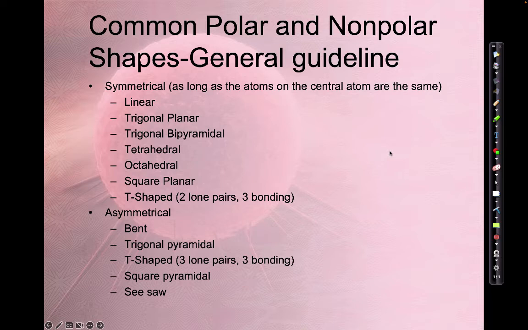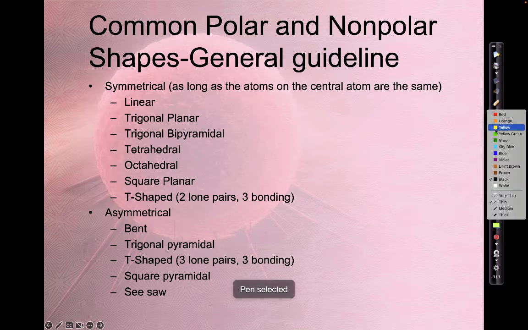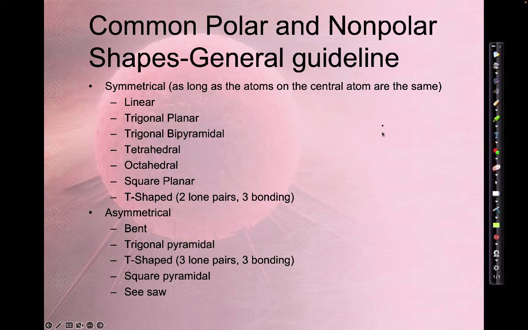Here is the general guideline to tell if something is symmetrical or not. The symmetrical shapes are linear, trigonal planar, trigonal bipyramidal, tetrahedral, and octahedral. All of these lack lone pairs on the central atom. There are two down here that do actually have lone pairs: square planar and T-shaped. What ends up happening with these particular shapes is, remember, the lone pair is repelled more strongly. With a square planar, I actually have all 4 atoms sitting in one plane.